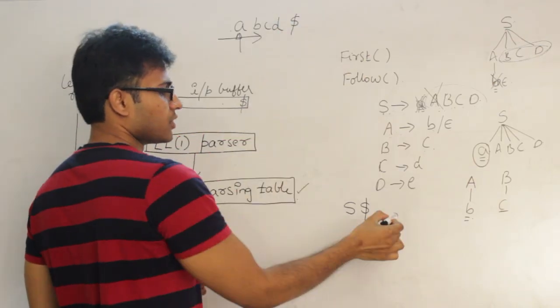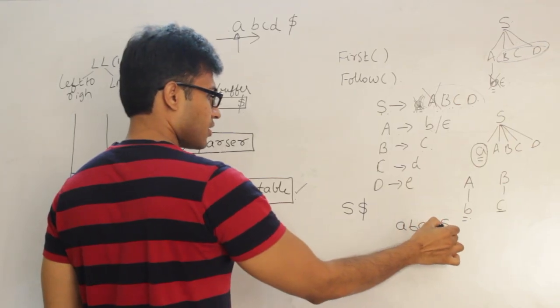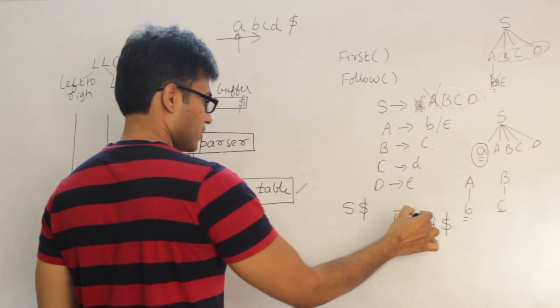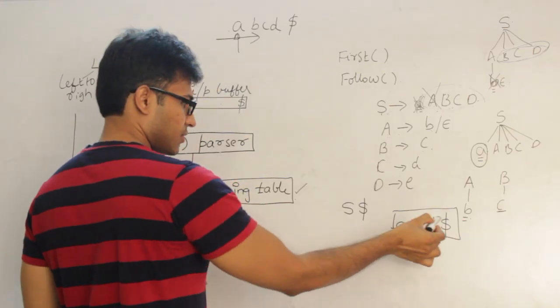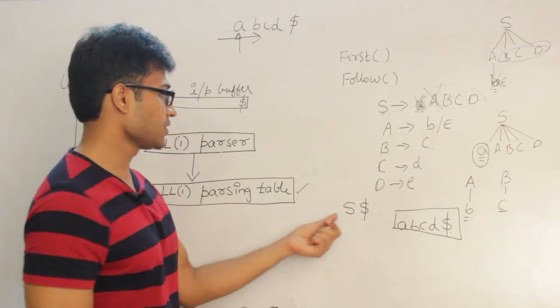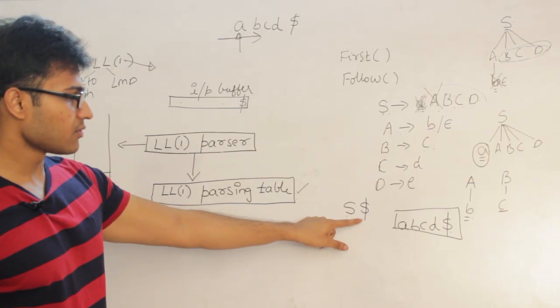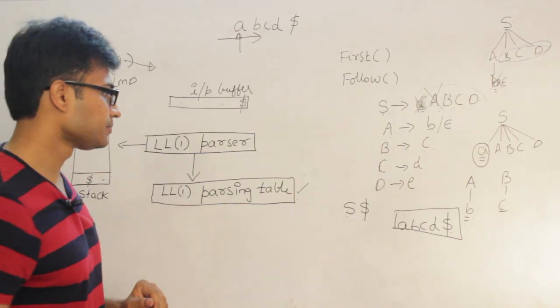Always in the input, let us say the input is a, b, c, d, we are always going to start with a, b, c, d dollar. Input is always followed by dollar. Therefore, when we start the derivation, we always start it with dollar at the end. So S is always followed by dollar. Follow of S is always dollar.